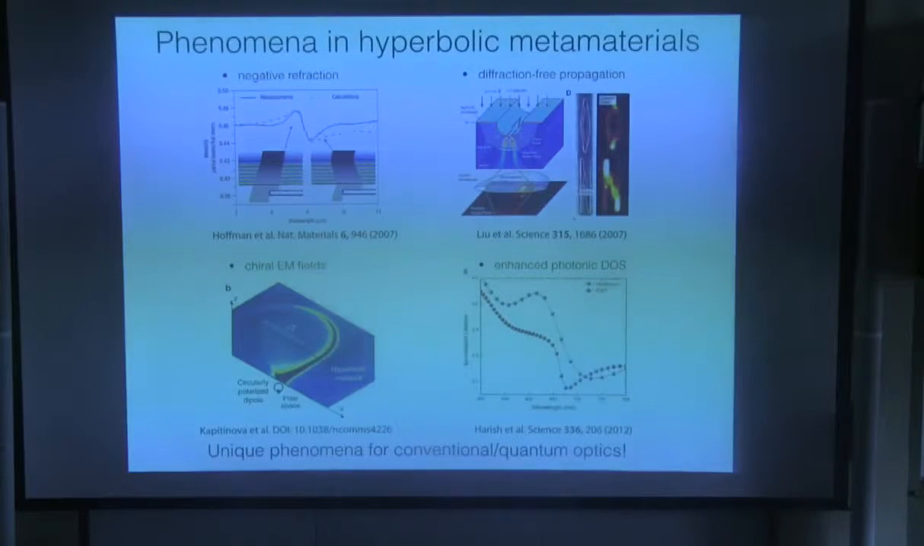For instance, you could take your emitter and place it in proximity to one of these metamaterials, get some enhanced emission from it, and then route the emission with diffraction-free propagation to, for instance, another emitter. And then you could use these spin properties to add another tool to how you control the flow of light.